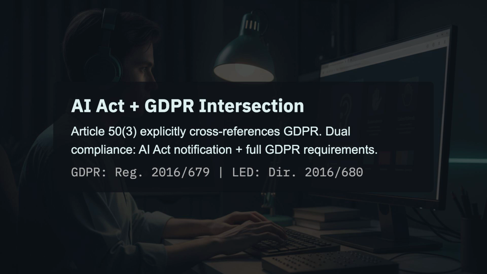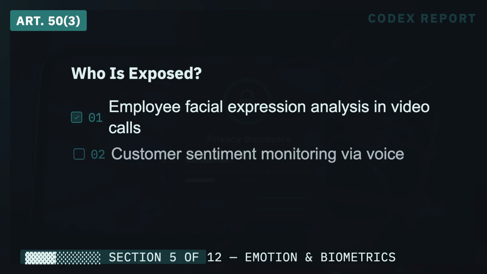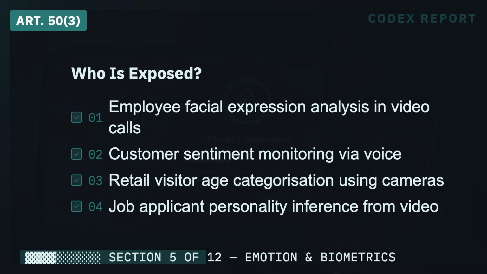The paragraph's second operative element is the explicit cross-reference to data protection law. This is where the AI Act and GDPR formally intersect. Deployers must process personal data in accordance with GDPR, Regulation 2016/679, the EU Institutions Data Protection Regulation 2018/1725, and the Law Enforcement Data Protection Directive 2016/680. For most private sector deployers, GDPR is the operative instrument.